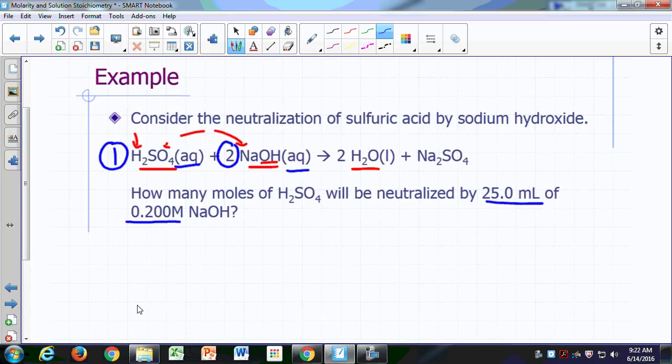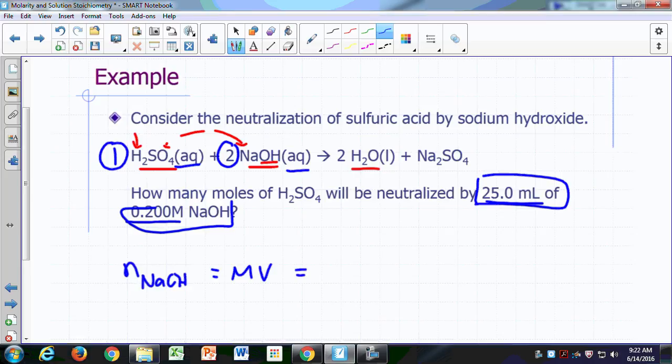So this is a stoichiometry problem. Given the amount of sodium hydroxide that was consumed, you're asked to determine the moles of sulfuric acid that's also consumed during the reaction. So all you have to do is figure out moles of sodium hydroxide based on the molarity and the volume of your sodium hydroxide solution. So you say moles of sodium hydroxide is molarity times volume. Molarity of your sodium hydroxide is 0.200 moles per liter, that's sodium hydroxide per liter of solution, times 25 mL of solution.